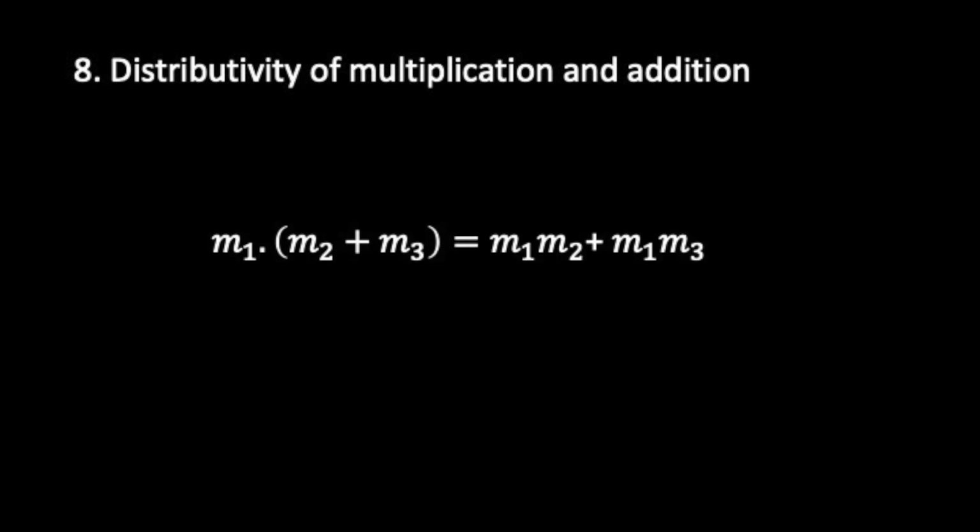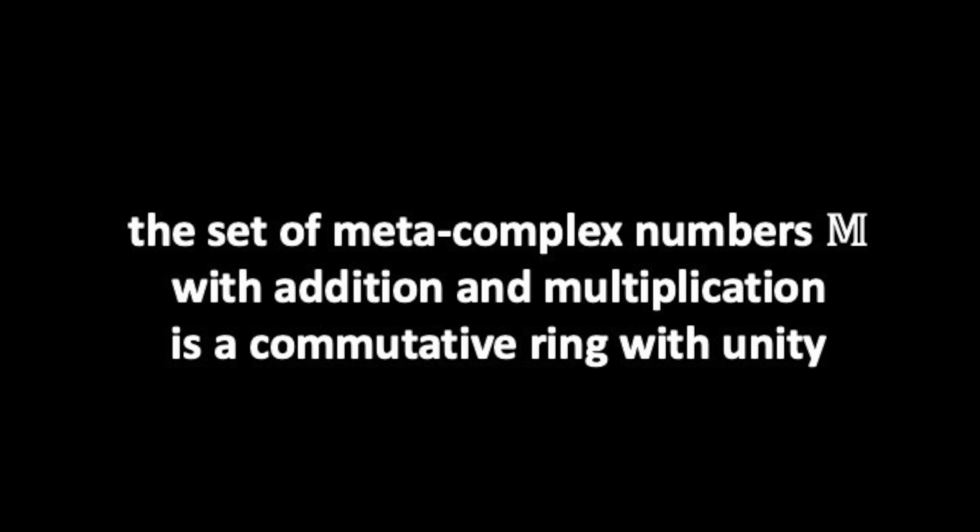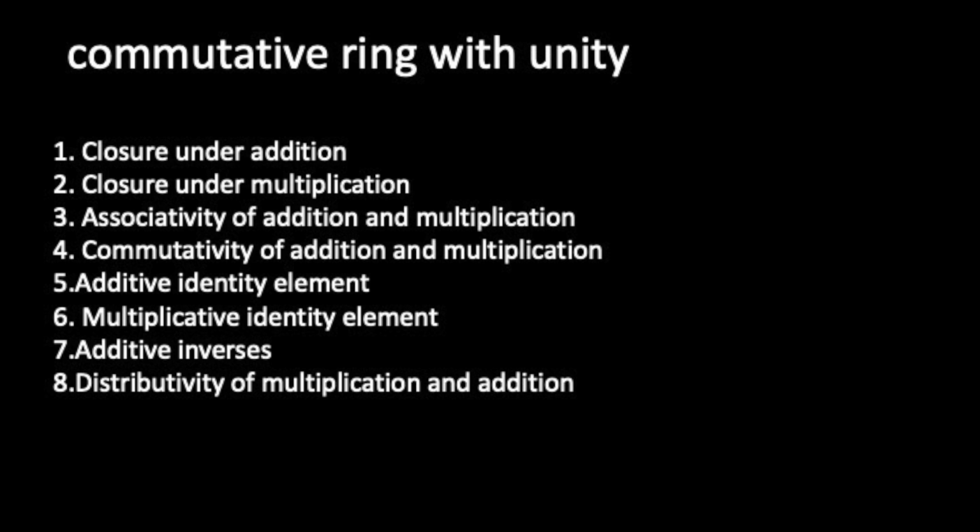And finally, the set M also has the property of distributivity of multiplication and addition. This is written as M1 times, between brackets, M2 plus M3 is equal to M1 times M2 plus M1 times M3. As a result of all those properties, we can conclude that the set of metacomplex numbers M with addition and multiplication forms a commutative ring with unity. Here you can see all these properties summarized.